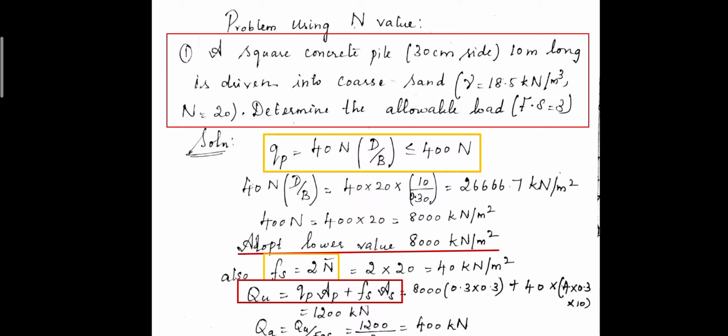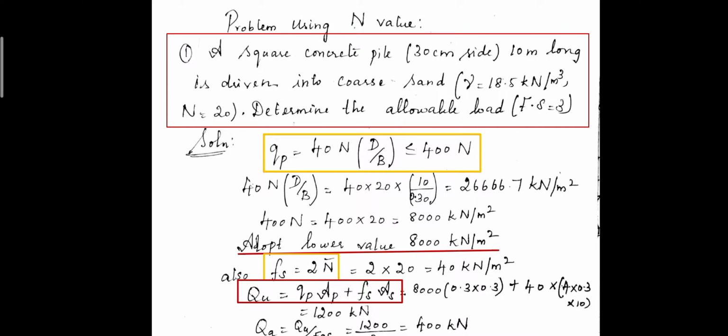So we have found the ultimate load. Now we have to find the allowable load. How to find allowable load? Just divide the ultimate load by the factor of safety. 1200 divided by the factor of safety, which is given as 3. So this will give you 400 kilonewton.